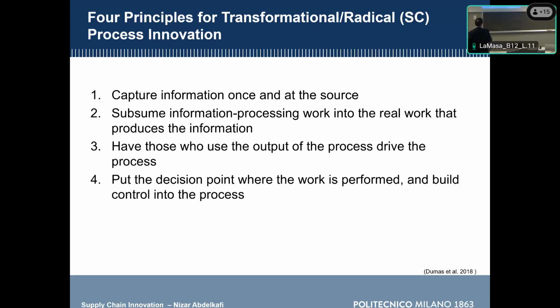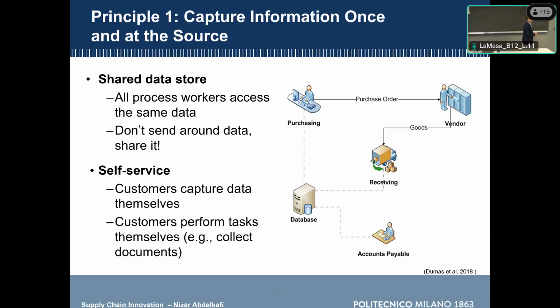So, capture information at the source. This is actually what Ford did. The purchasing order, before sending it to the supplier, has to be stored in the database. It is stored once, and that's the source. Who created that purchasing order? It's the purchasing department, so it is inserted into the database by that department. So all process workers access the same data. Don't send around data, share it.